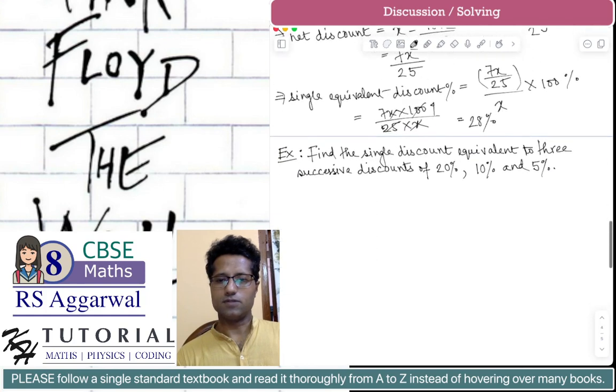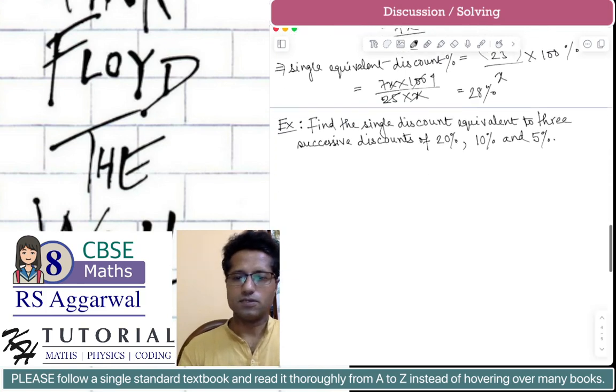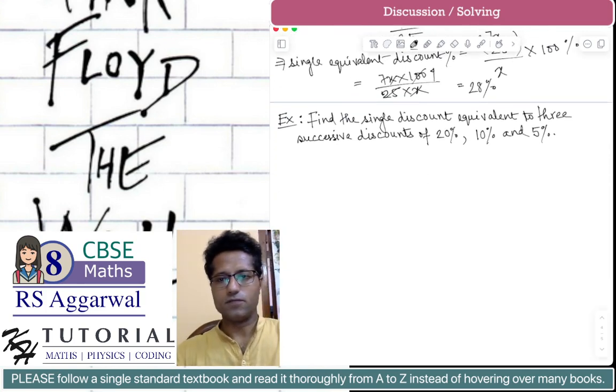Okay, let's try to solve this. This is the same problem, but there are three successive discounts of 20%, 10% and 5%, and we have to find the single discount. So basically what is happening, I will roughly draw the diagram.